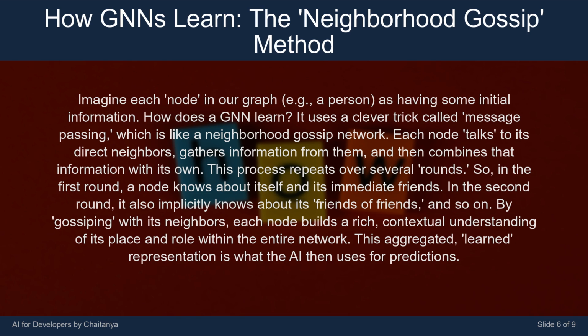So, in the first round, a node knows about itself and its immediate friends. In the second round, it also implicitly knows about its friends of friends, and so on. By gossiping with its neighbors, each node builds a rich, contextual understanding of its place and role within the entire network. This aggregated, learned representation is what the AI then uses for predictions.